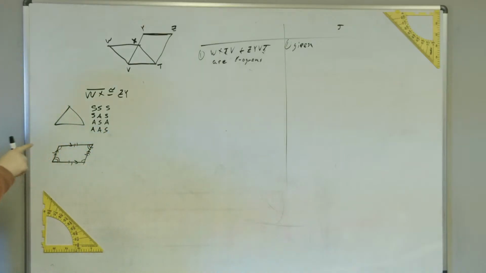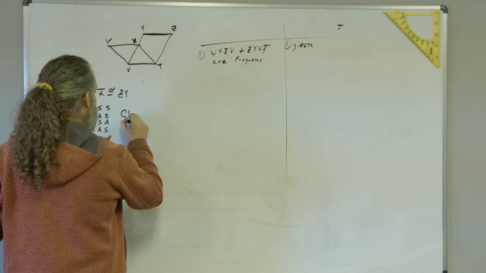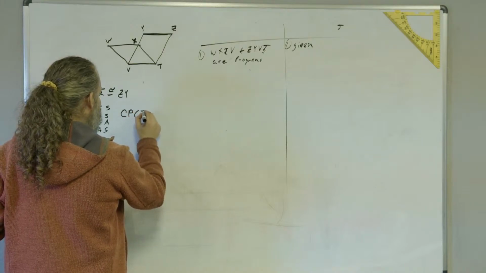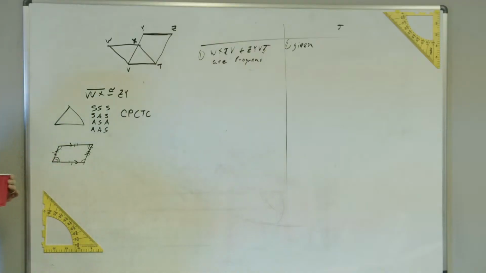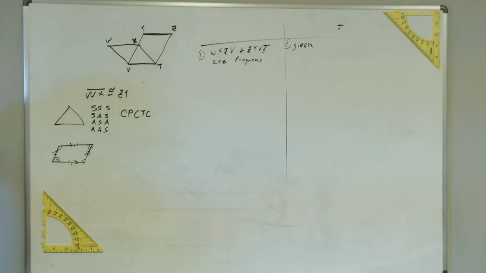What else do we know about triangles? We know that if you already have them congruent, you have this triangle is congruent to that triangle, what can we do with that information after that? What is the C acronym? No, the C one. C, P, C, T, C. Corresponding parts of congruent triangles are congruent. So if we can get a couple of triangles congruent, then we can say something about their sides, right?